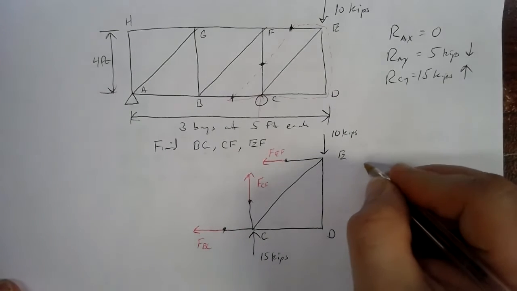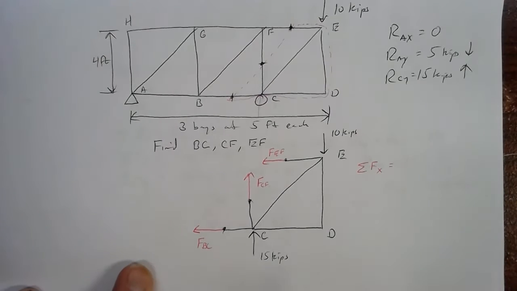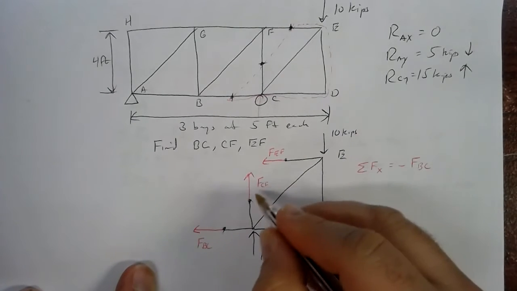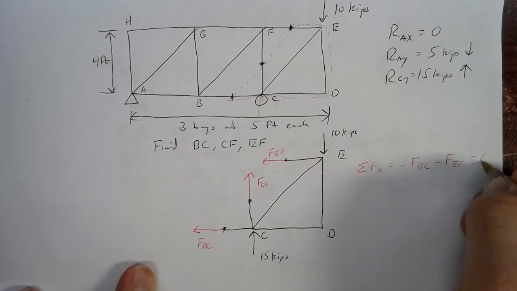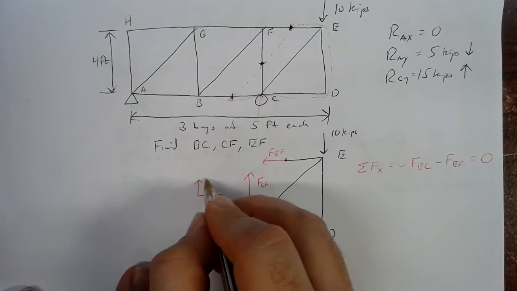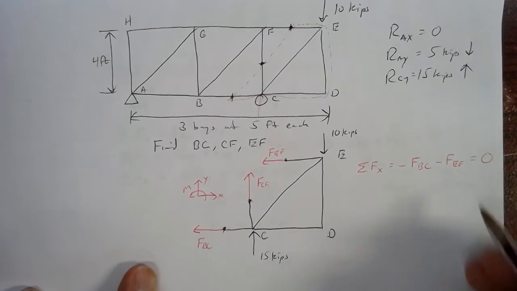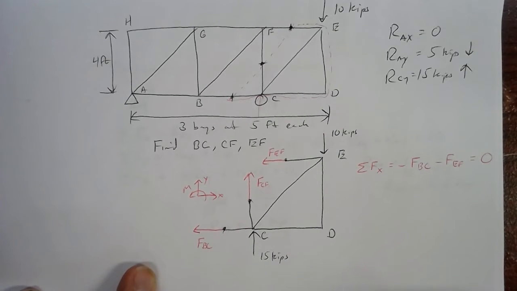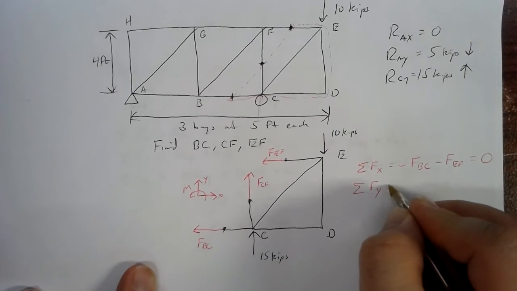So let's do our sum of forces in the x direction. And in the x direction, we've got a negative FBC. We've got a negative FEF. And that's it. Remember that to the right is positive, up is positive, and counterclockwise moments are positive. We can't really do anything with that equation just yet because we don't have enough information. Two unknowns.